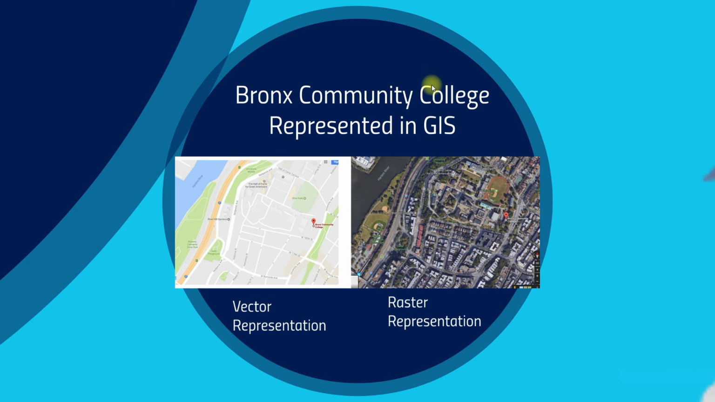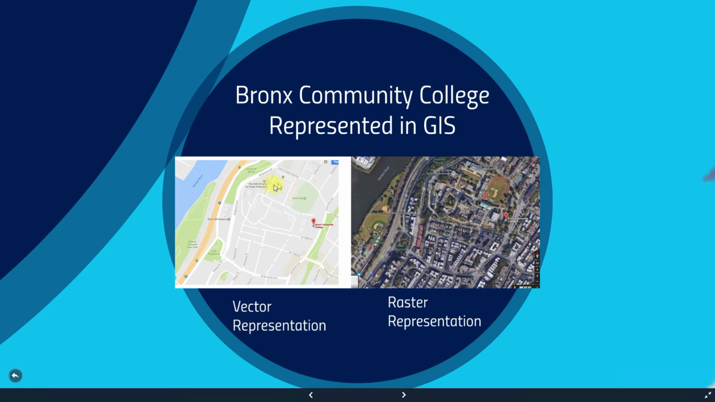And the other thing is this, which represents the vector representation and the raster representation. We can also see this in Google Maps. We have the aerial imagery type and we have the street view also. So these are the raster representation and the vector representation. One is using the satellite image and one is using the vector representation.